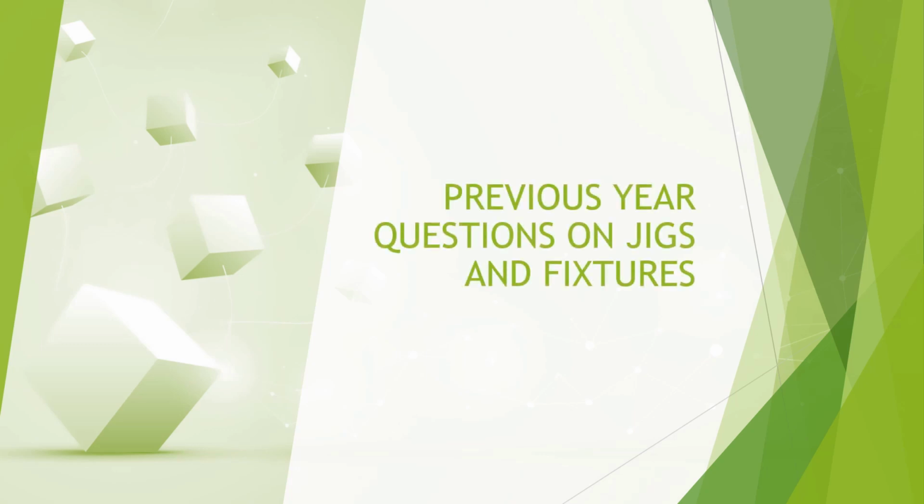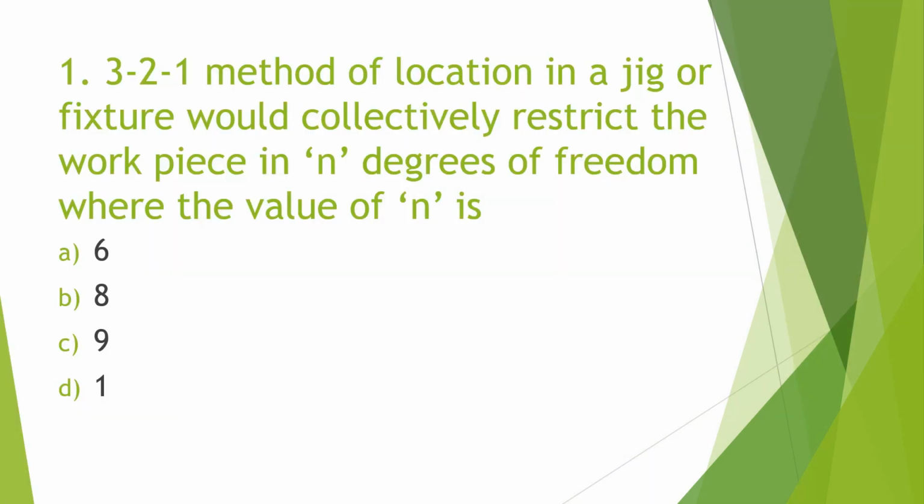Hello everyone. Today I am going to discuss the previous year questions of jigs and fixtures. All the previous year questions will be solved here. Now let's move to question number 1. In case of the 3-2-1 method in jigs and fixtures, the value of n will be 9.